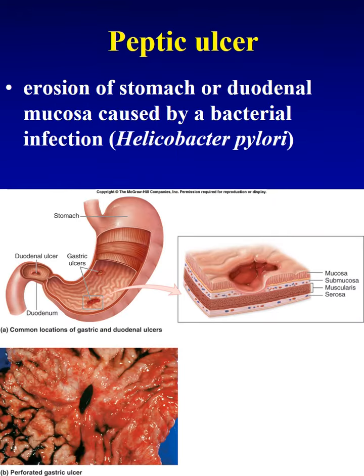Peptic ulcers are solitary erosions of a portion of the lining of either the stomach or the duodenum. Gastric ulcers are peptic ulcers that occur in the stomach, whereas duodenal ulcers are peptic ulcers that occur in the duodenum. Symptoms of an ulcer include a gnawing, burning pain in the gastric region, which can be exacerbated with eating, as well as nausea, vomiting, and extreme belching.